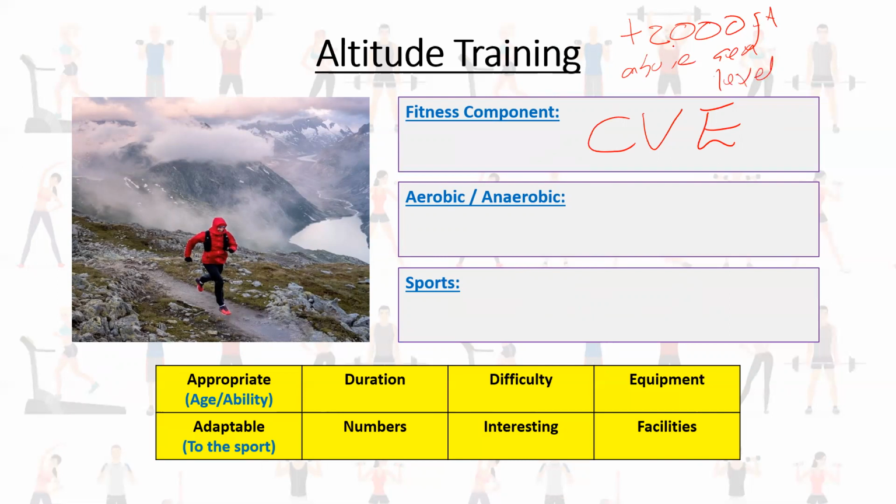I'm pretty sure it's either 2,000 or 2,500. You might want to double check that. But essentially, it's that high, you're in the mountains, you're working high up in the mountains, and we'll go into the details of it. It's aerobic because you're working cardiovascular endurance, and then your sports examples, wherever you need that.